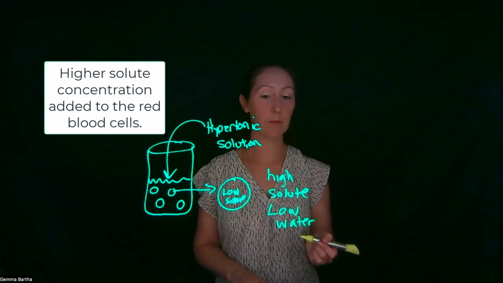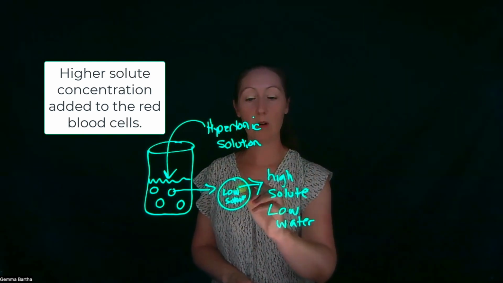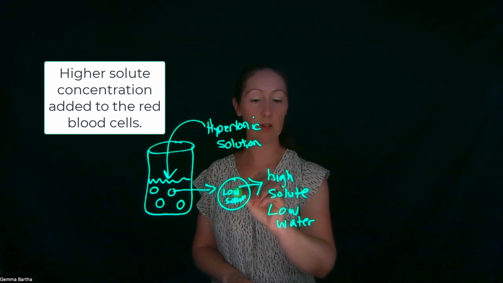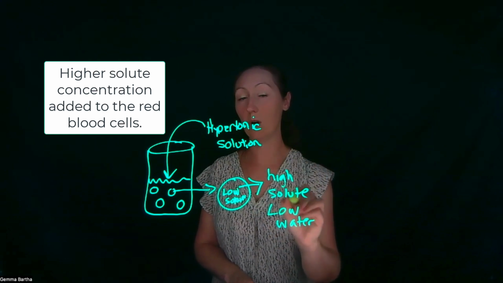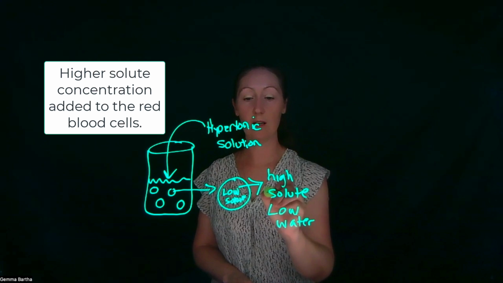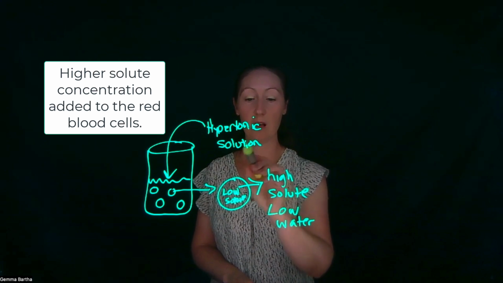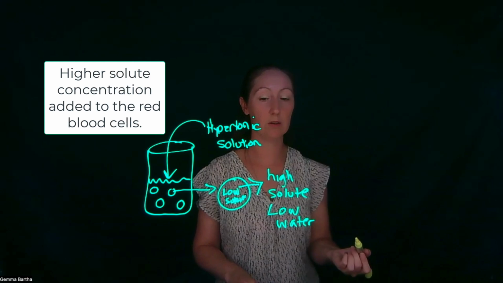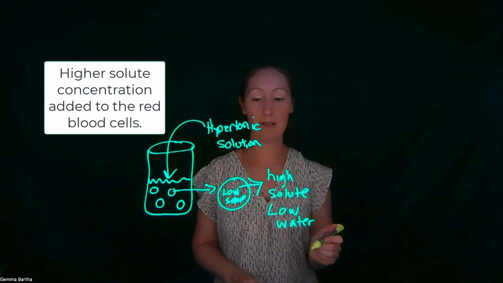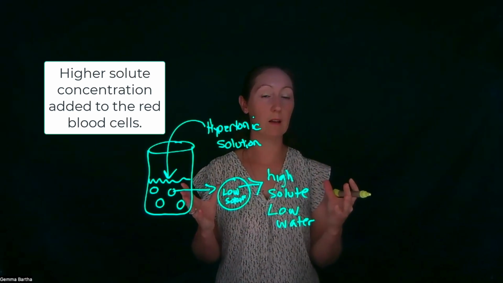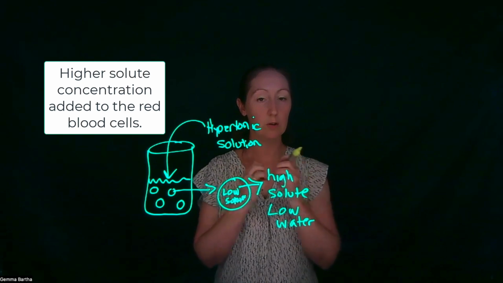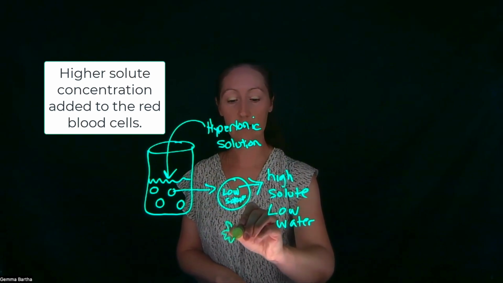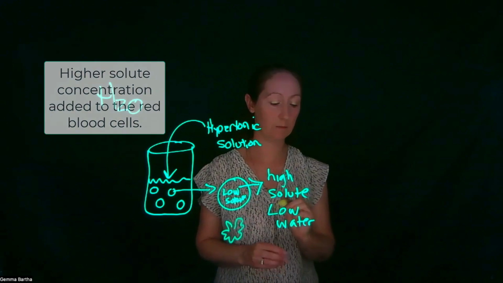Which way would the water go? The water would go from an area of high water concentration to an area of low water concentration, or an area of low solute concentration to an area of high solute concentration until it evened out. And this would cause the cell to shrink or crenate. And so you would almost have like this star pattern.